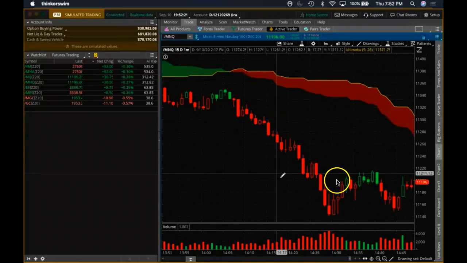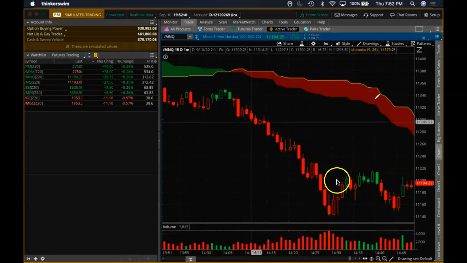This dropped from 11,340 to 11,140. That was a $400 move from 2 o'clock to 2:30. That was $400 using $1,760. All you're doing is waiting to be underneath the Ichimoku red. Y'all see this? 1, 2, 3. So what do you need?